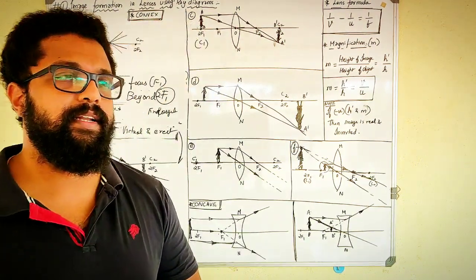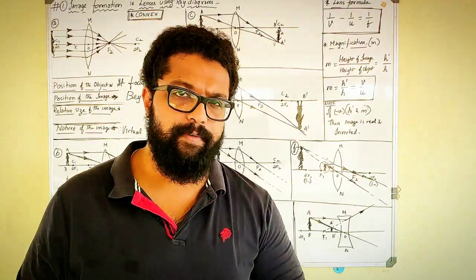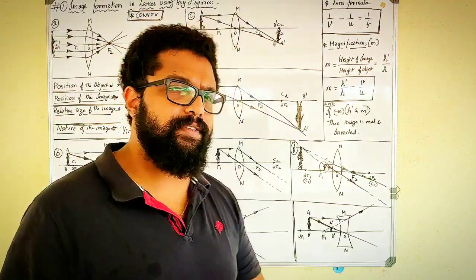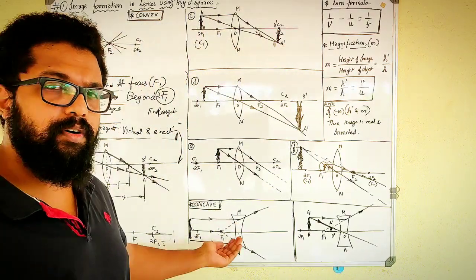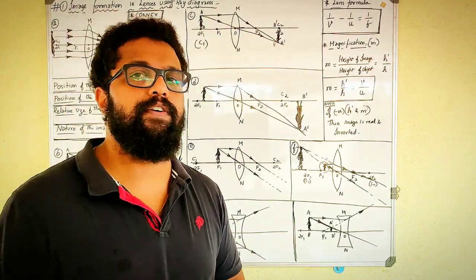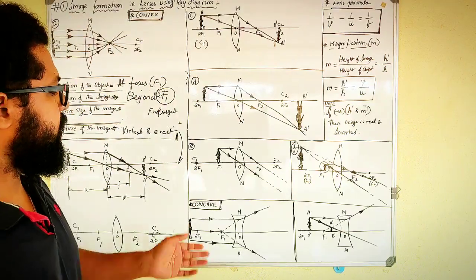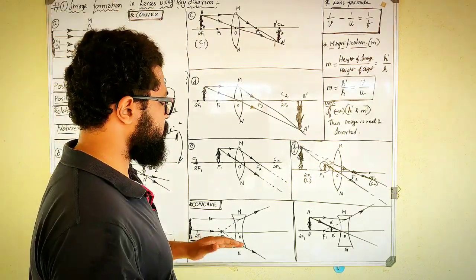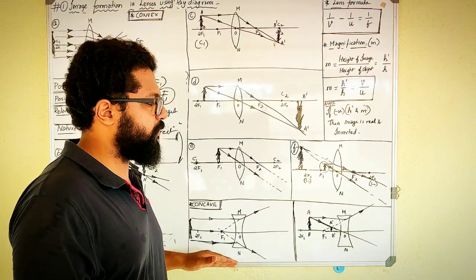So actually I cannot determine what type of image it is, but still it is a point sized image, and since it is formed on the same side of the object, I can call it a virtual image, virtual and erect, and the image is formed at the principal focus. So this is about the first part of the concave lens.